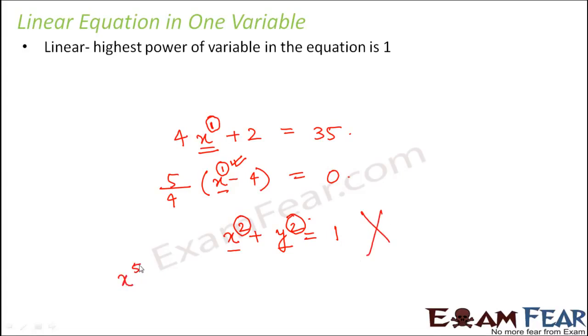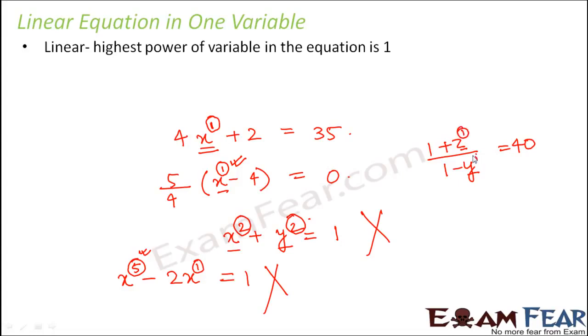Similarly, if you look at this example, x to the power 5 minus 2x is equal to 1. Here you have only one variable x, but at this place it has power 1, and at this place the power is 5. So which is the highest power of variable in this equation? That is 5. So is it a linear equation? No, again. Now if you look at this example, 1 plus z by 1 minus y is equal to 40. Here you have two variables y and z, and the highest power involved is 1. Therefore this is again a linear equation. So like this we can decide whether a particular equation is a linear equation or not.